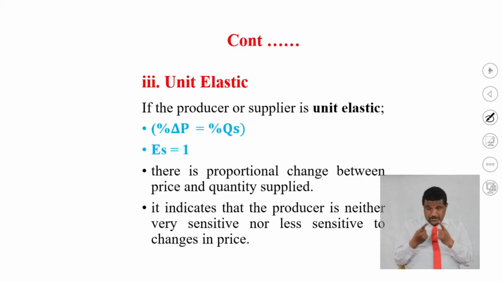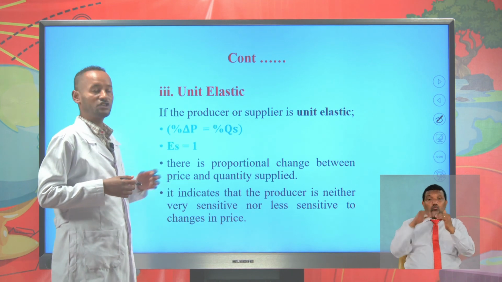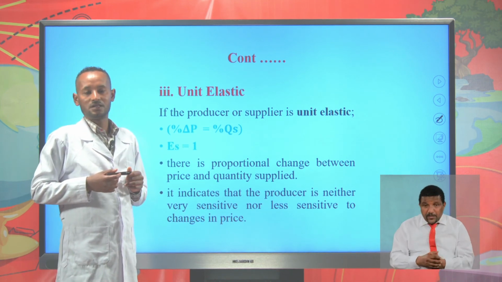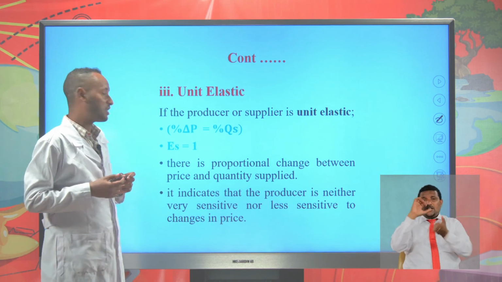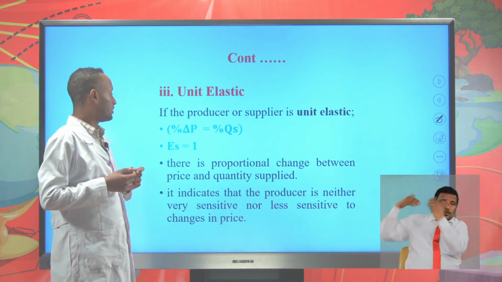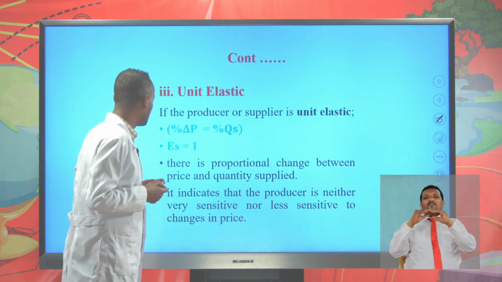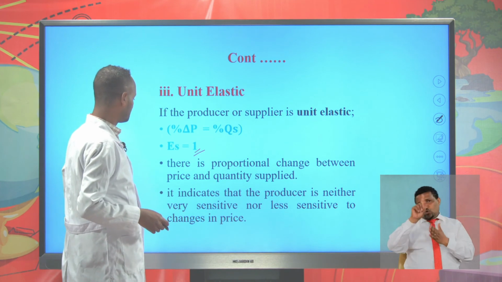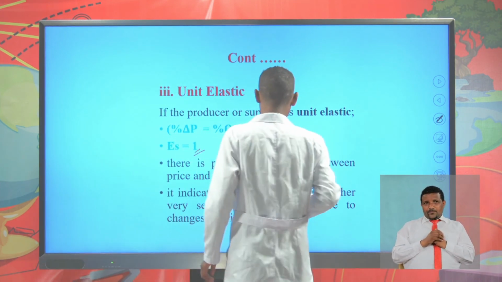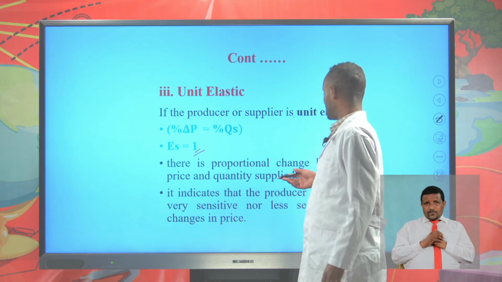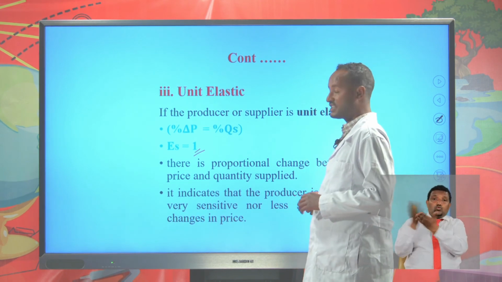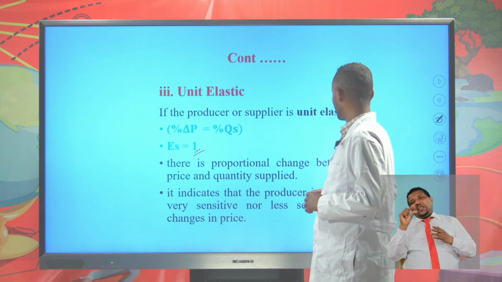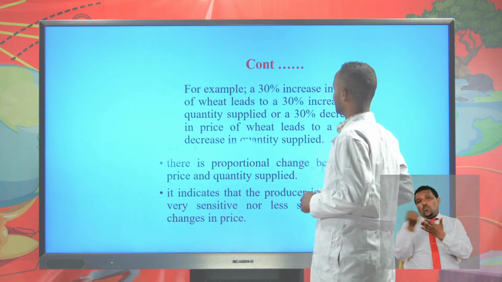Now let's see the third range, called unit elastic. The supplier is said to be unit elastic if the percentage change in price is equal to the percentage change in quantity supplied. That means if there is a proportional change between price and quantity supplied, then the supplier is said to be unit elastic, and the price elasticity of supply value is 1. This indicates that the producer is neither very sensitive nor less sensitive to changes in the price of a commodity.